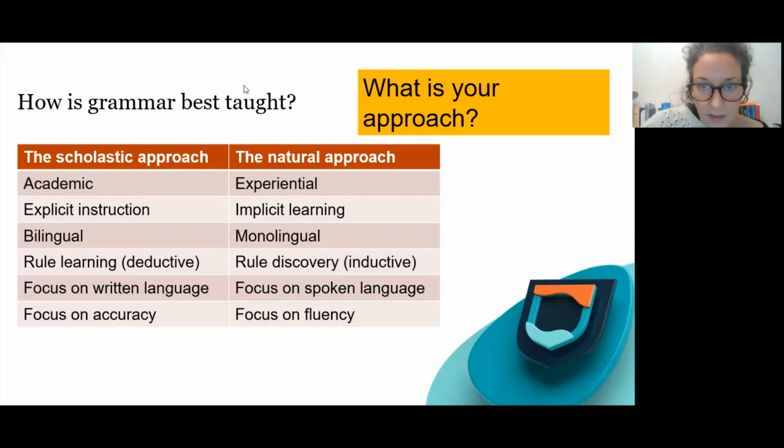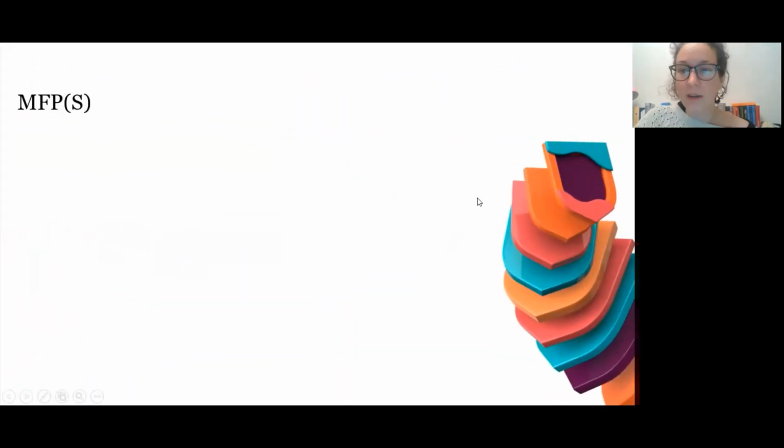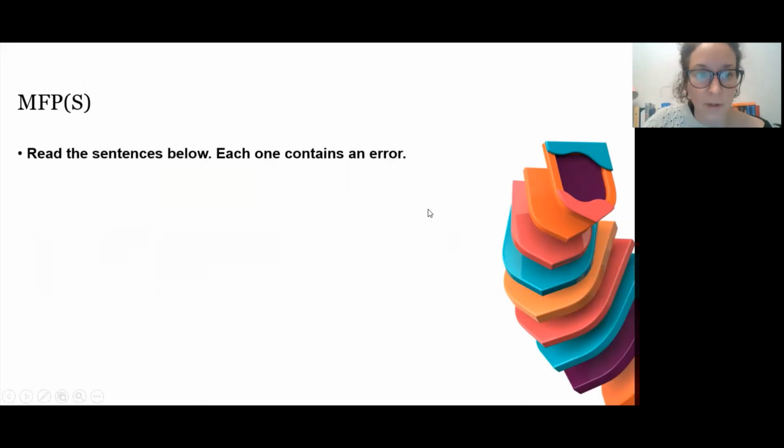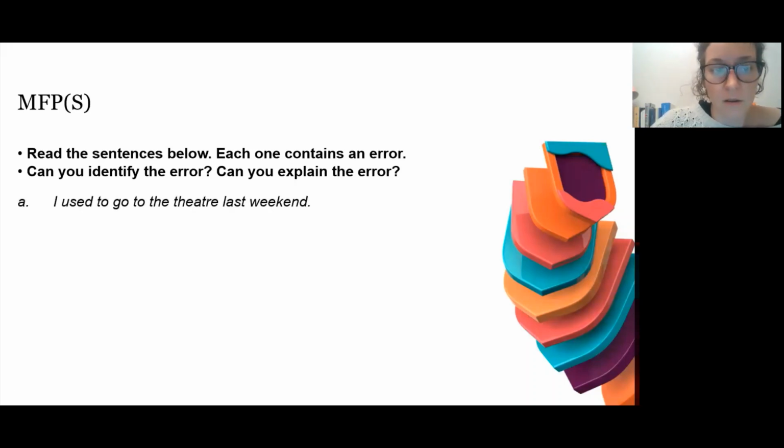Okay, let's go here. Now, when we think about what the main steps or main stages in teaching grammar are, let's have a look at these sentences, and I will ask you, for yourself, or if you want, you can type in the chat. Can you identify the error here?